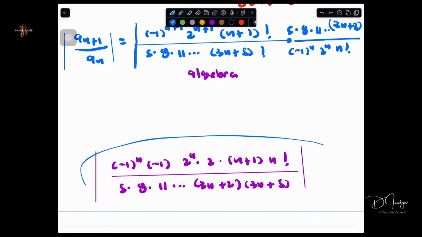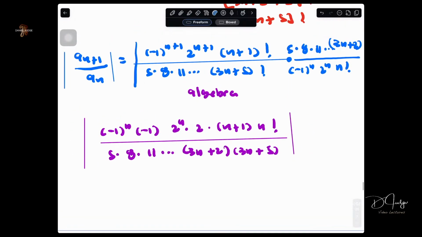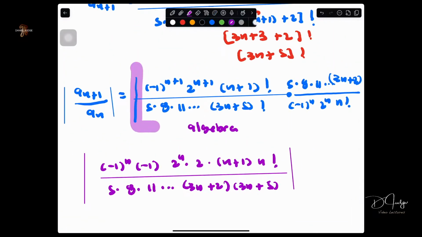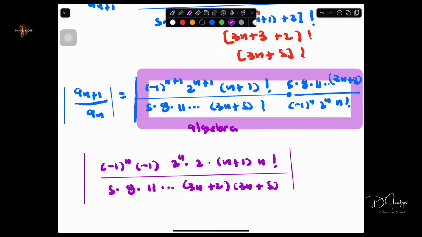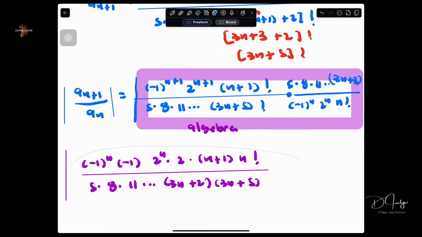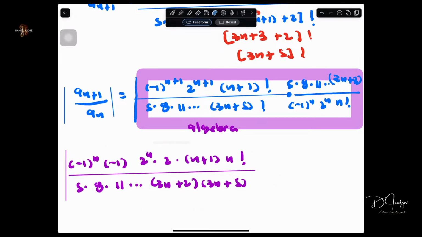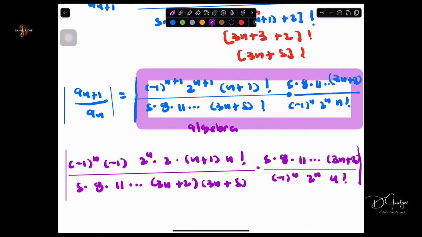Let me go back again here. Before we do some algebra, we have to write down everything that's really there. So I need more space here. We're going to multiply, remember that, multiply by the reciprocal, which is 5 times 8 times 11 up to the 3n plus 2 over negative 1 to the n, 2 to the n factorial now. Kind of barely fitting that in there. So let's see again how that'll work doing the algebra now. There's more terms now here. All righty. So what do we have? 5 times 8 times 11 up to 3n plus 2 over the negative 1 to the n, 2 to the n, and factorial, all in absolute value.